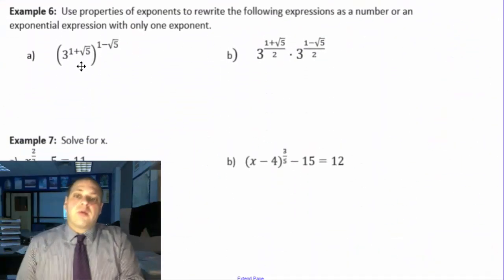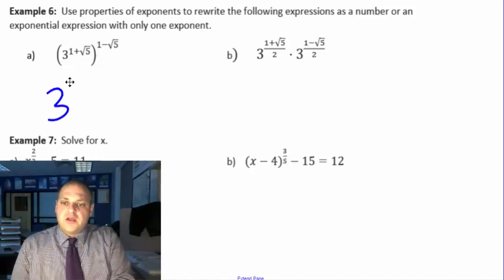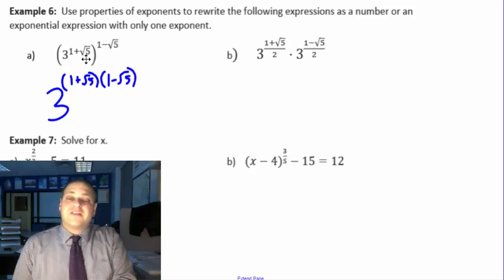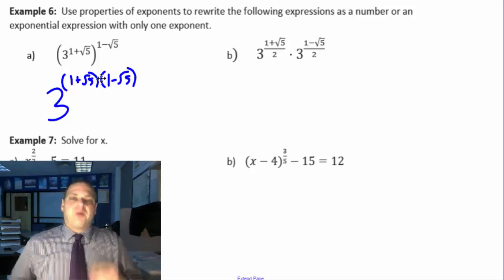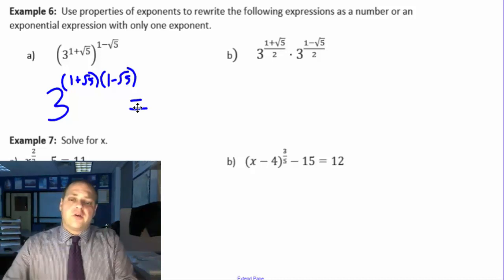Use properties. Okay, now we're raising. This is going to be, we have to multiply these, so it's going to be 3 to the (1 plus radical 5)(1 minus radical 5). Why am I multiplying? Because I'm raising a power to a power. Well, guess what? These are conjugates. I know how to multiply 1 plus radical 5 times 1 minus radical 5. We should know that by now. So we're building on things we learned earlier in the year.